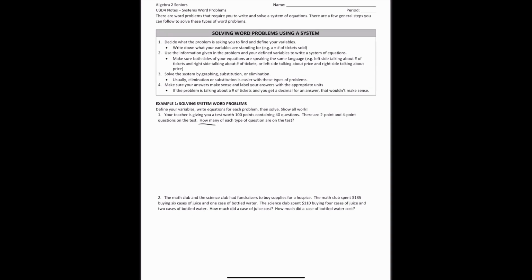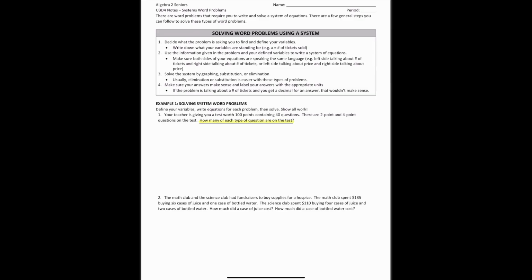So let's take a look at example 1. Your teacher is giving you a test worth 100 points containing 40 questions. There are 2-point and 4-point questions on the test, which means that there are certain questions worth 2 points each, and there are certain questions worth 4 points each. How many of each type of question are on the test? Now, if we look very closely at the last sentence, it's asking us to figure out how many 2-point and 4-point questions are on this test.